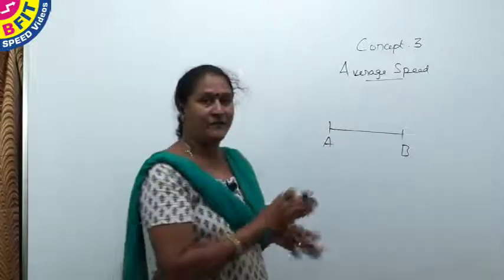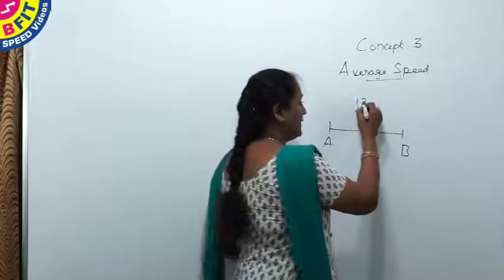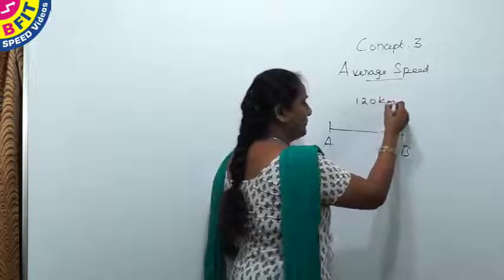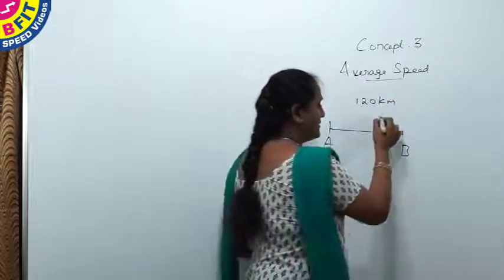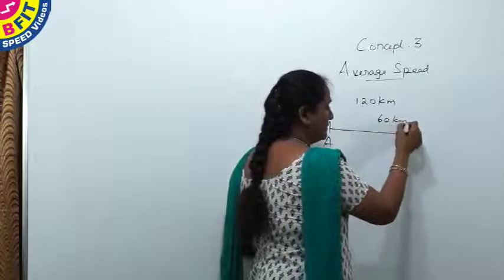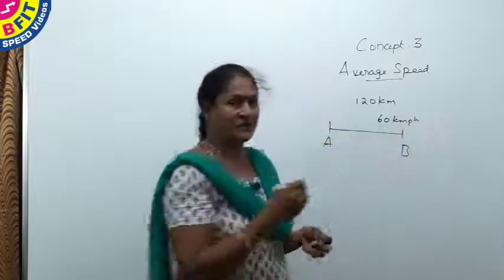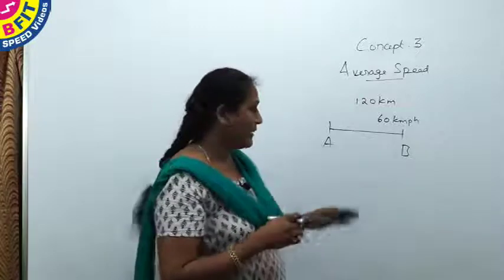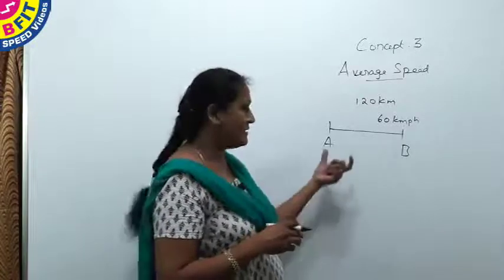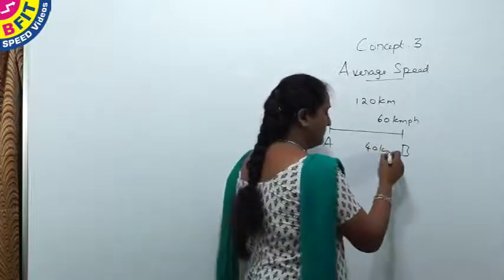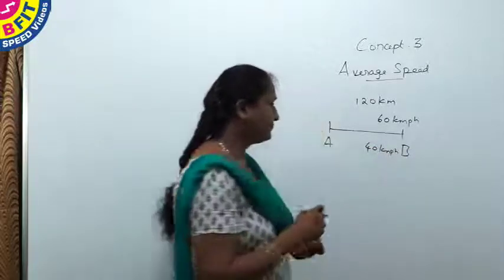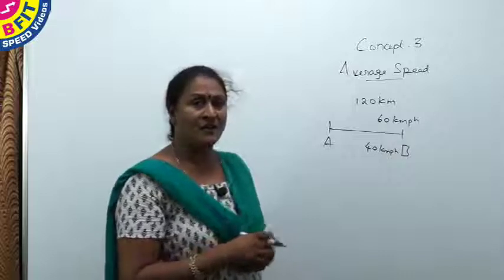So the distance between A and B is 120 kilometers. From A to B, when he is traveling, he takes the speed 60 kilometers per hour. The next day, from B to A he travels, that is, he covers the same distance with a different speed. So you are asked to find the average speed taken.